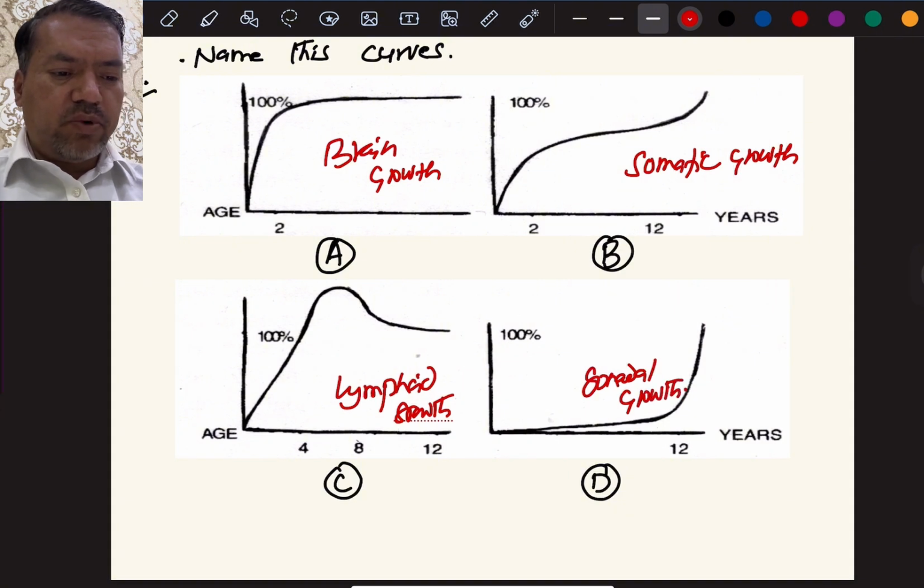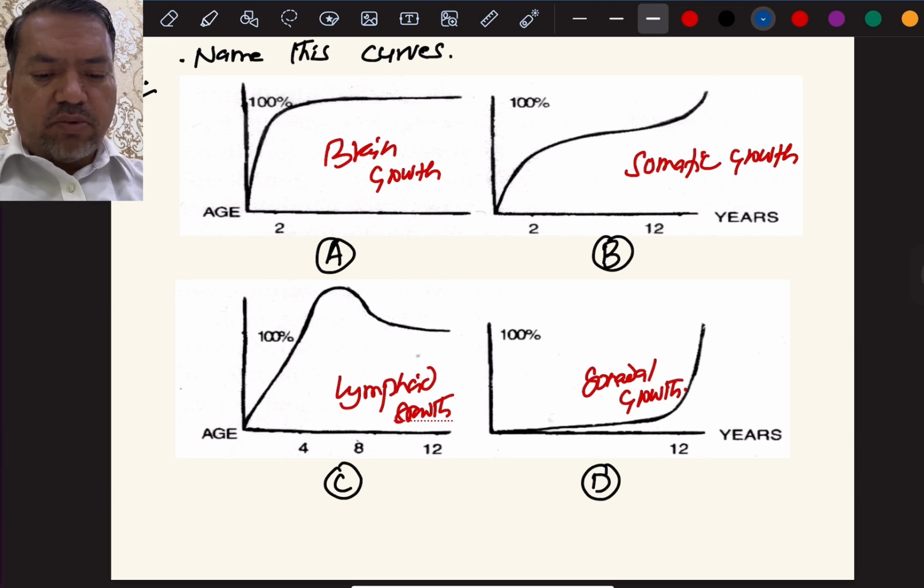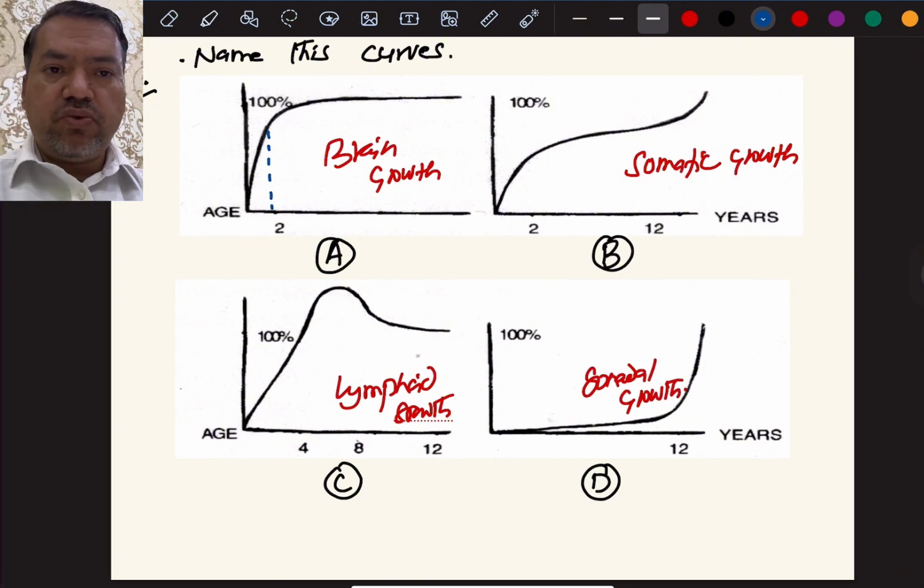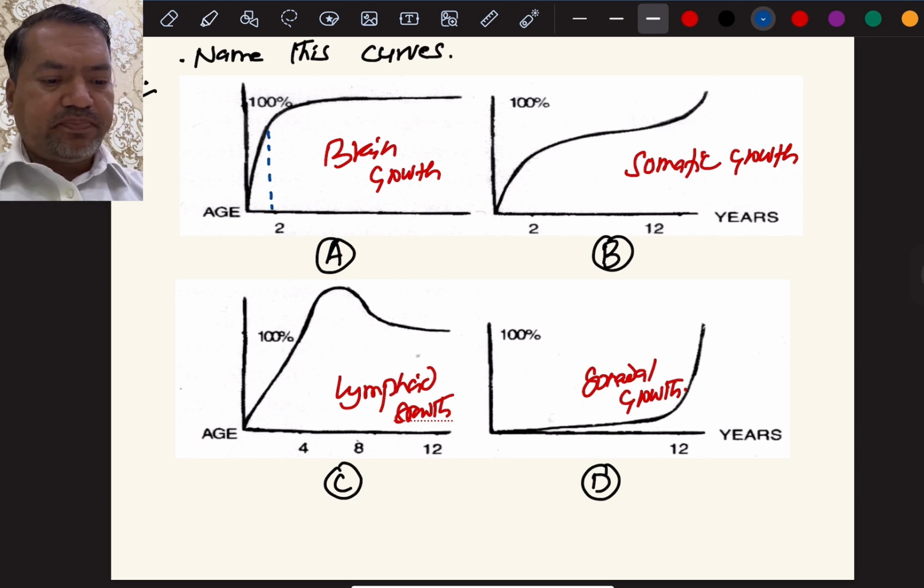Now a little bit of elaboration on this. The majority of the brain growth, almost 90% of the brain growth, you can see it here, occurs within the first 2 years of life. So this is a very important period in the growth of that child. If a serious malnutrition occurs in that phase, or some micronutrient deficiency occurs in that phase, then brain growth will not occur properly. The baby may suffer from intellectual disability.